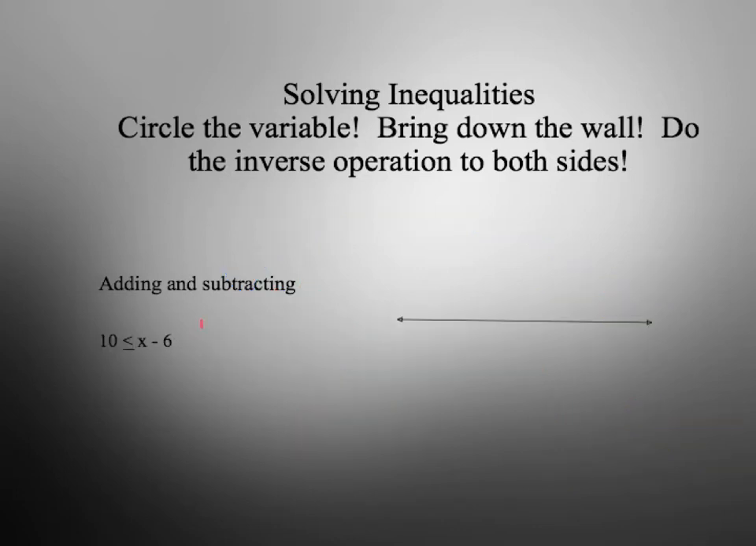Okay, I'm going to go ahead and rewrite this. 10 is less than or equal to x minus 6. Don't let this confuse you because your variable is on this side. You're going to do it the exact same way. I'm going to circle my variable, which tells me that I'm going to be working on this side of the equation. I'm going to bring down my wall with my less than or equal to sign. Again, I know I'm working on the right-hand side because I want to get x by itself. This tells me to subtract, so I know I'm going to add 6 on both sides, which cancels this out and leaves me with x. And then 10 plus 6 gives me 16.